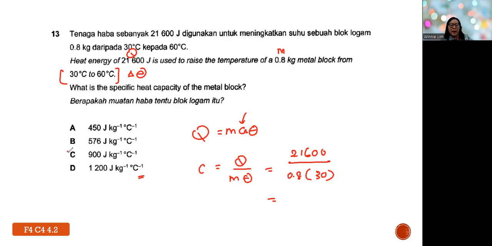Then you should get 900. Also, the unit: the top one is joule, and this one is kilogram. This is degrees Celsius. So that's why you divide, meaning per. So joule per kilogram per degree Celsius is the unit for specific heat capacity.